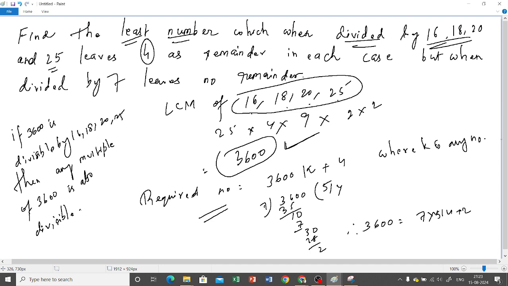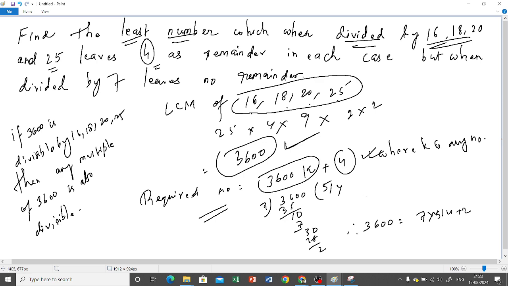Now what is my required number? I can write down the required number as 3600 into k, where I need to minimize k as much as possible, plus 4. Why plus 4? Because 4 is the remainder. Did you understand this thing? How we got 3600k plus 4?